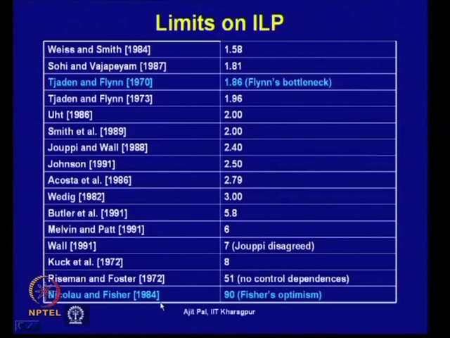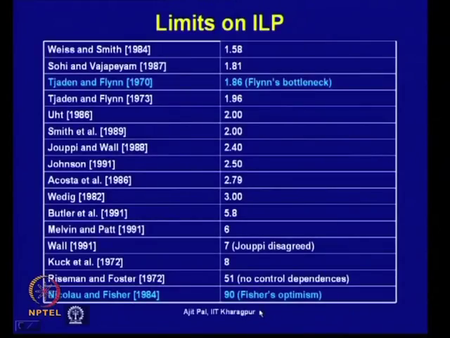However, contradictory results were published by other researchers. For example, Fisher along with his colleagues published a paper back in 1984, where he said that the instruction level parallelism available is 90. So, there is a big gap between 2 and 90. What he actually did was identify some programs, essentially involving numeric processing, and there he found that the instruction level parallelism available is 90. Later on this was referred to as Fisher's optimism. So, there is a pessimistic view about the available instruction level parallelism, that it is 2, and on the other hand an optimistic view which says that it is much larger.